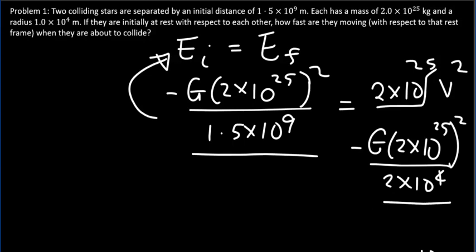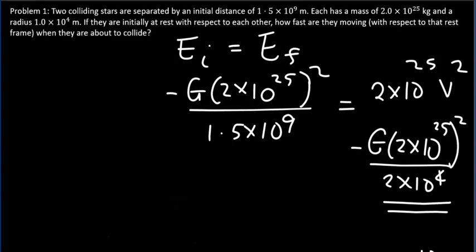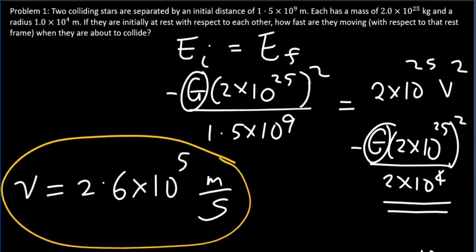And the second term on the right is the gravitational potential energy of the system while they are colliding. You can see the distance between them is quite simply twice the radius. If the radius is 10 to the power 4 meters, twice that is 2 times 10 to the power 4 meters. We know what the value of G is, and we can therefore solve for the speed when they are about to collide. And that's going to give you 2.6 times 10 to the power 5 meters per second. And that solves the problem.